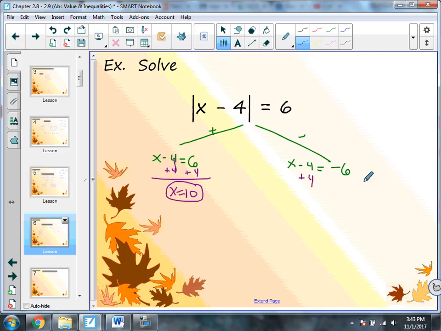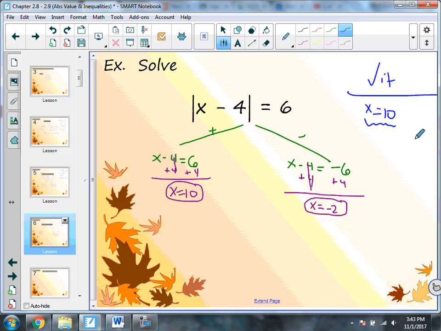Same thing over here. So I get two answers, x equals 10 and x equals -2. And if I wanted to check my work, let's check x equals 10. If I checked x equals 10, I'd have the absolute value of 10 minus 4. Does that equal 6? Does the absolute value of 6 equal 6? Well, yes it does. Check. That works. Now check x equals -2.